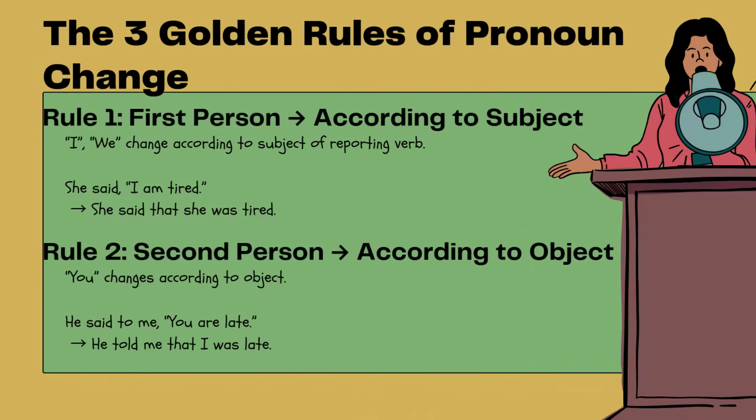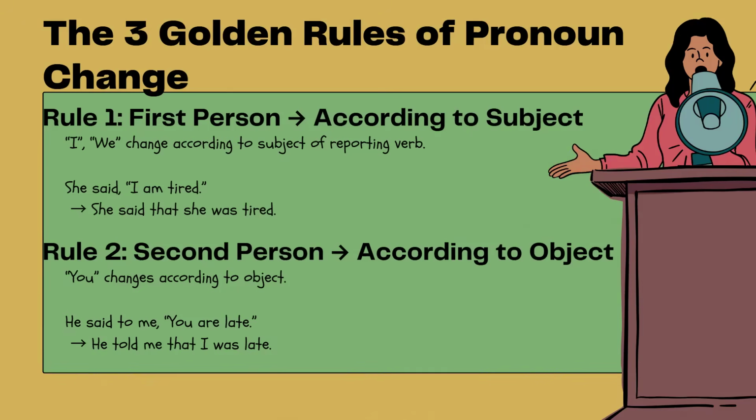Now listen very carefully. Pronoun change is the number one mistake students tend to make whenever they are converting direct speech into indirect speech. So there are three golden rules that you need to remember when you are changing the pronouns. Rule number one, first person changes according to the subject. She said, "I am tired." So I becomes she. So she said that she was tired. Identify the subject and who that first person is.